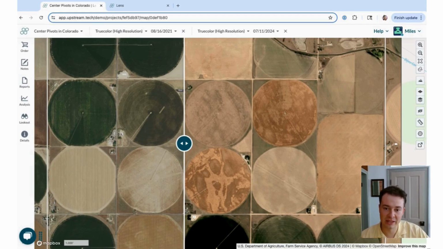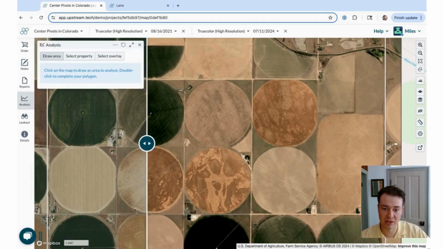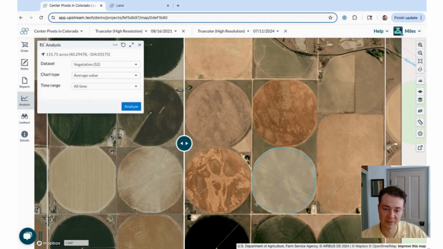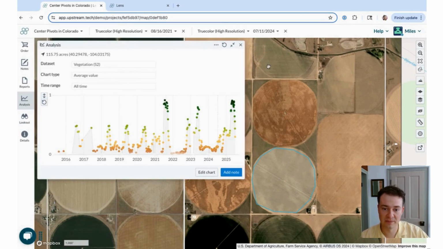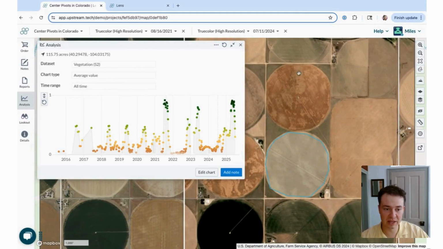But one of the ways that lots of our customers get value out of Lens when they're looking at agricultural plots like this is to actually understand trends over the past couple of decades. And so with the Analyze tool here, we can actually use that to select out an individual pivot like we're doing here. And then we can analyze that area for changes in vegetation to understand things like cover cropping practices, harvest trends, etc. And so looking at this graph here, we're seeing a bit of an interesting story over the past 10 years or so.